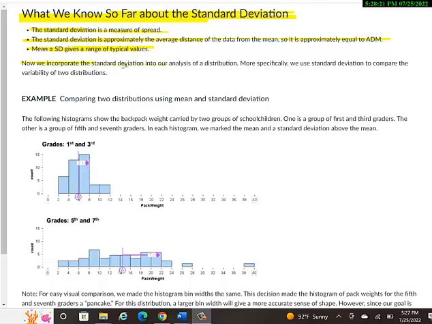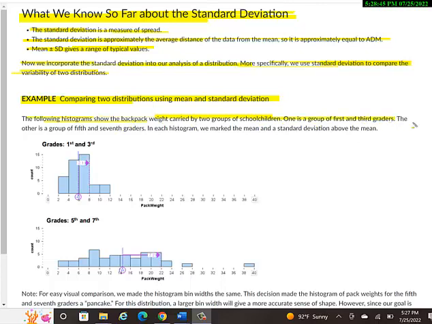Now we incorporate the standard deviation into our analysis of a distribution. More specifically, we'll use standard deviation to compare the variability of two distributions. So down here is an example of comparing two distributions using the mean and the standard deviation. Below, we don't have dot plots anymore, as we've seen on previous recent pages. We have histograms that show the backpack weight carried by two groups of school children.